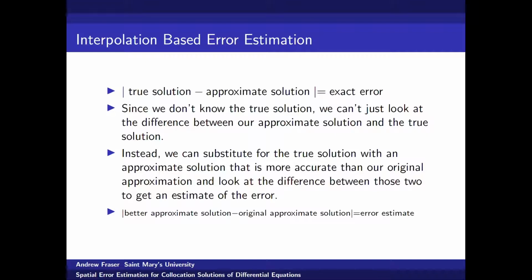Ideally, we'd be able to look at the difference between the true solution and the approximate solution to figure out the exact error, although since we don't know the true solution, we can't just look at this difference. Instead, we can substitute for the true solution with an approximate solution that is more accurate than our original approximation, and look at the difference between those two to get an estimate of the error. So we're going to be looking at the difference between a better approximate solution and the original approximate solution to figure out our error estimate.